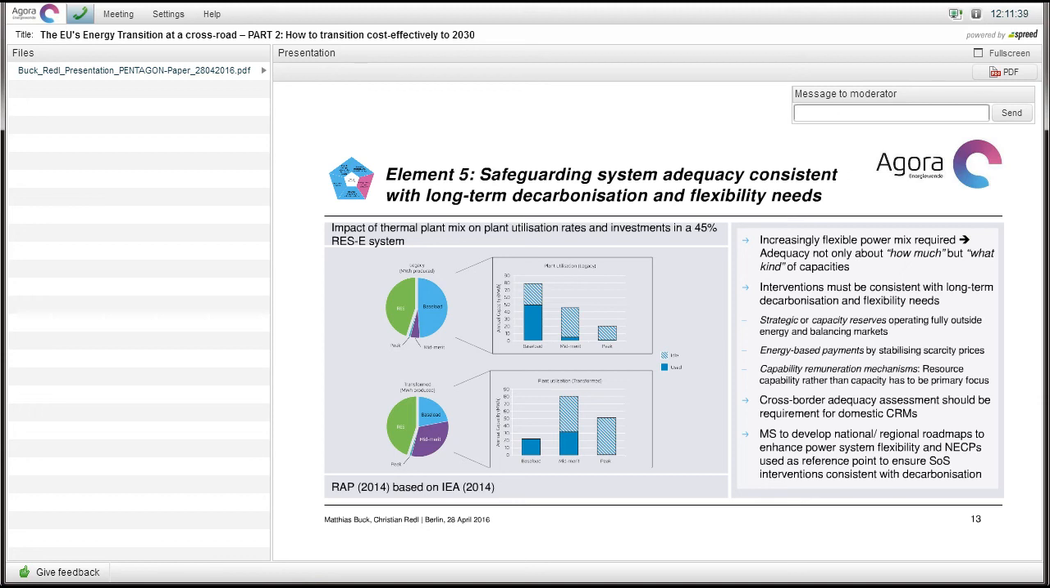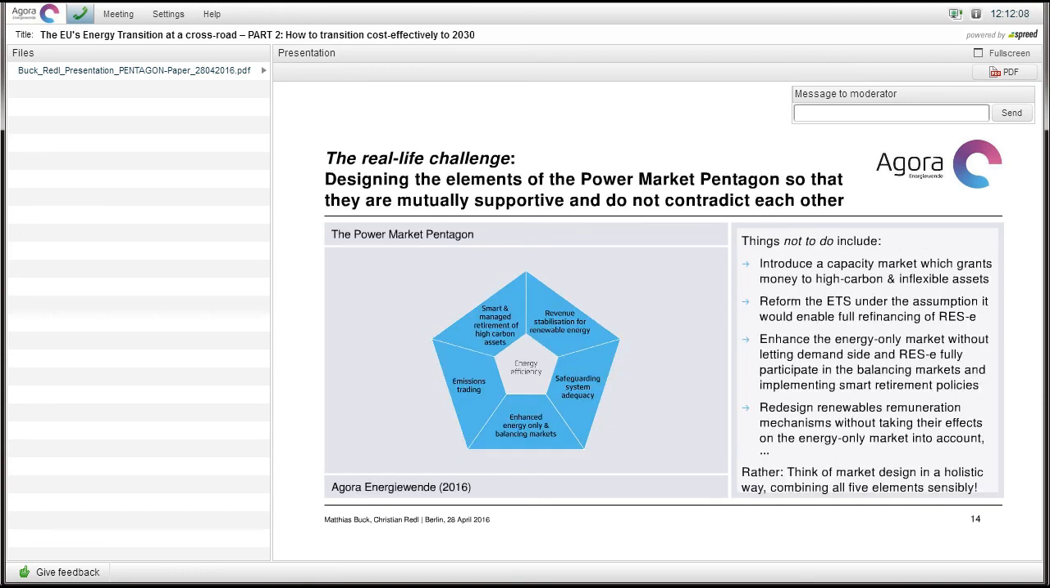So the national energy and climate plans in the context of the energy union would allow such an entry point. Such plans should account for the state of play of the system flexibility, and should also be used to ensure that any interventions regarding system adequacy are consistent with the long-term decarbonization requirements. So to wrap up, of course, there is a real-life challenge attached to that, namely how the specific elements can be designed such that they are mutually supportive and do not contradict each other.